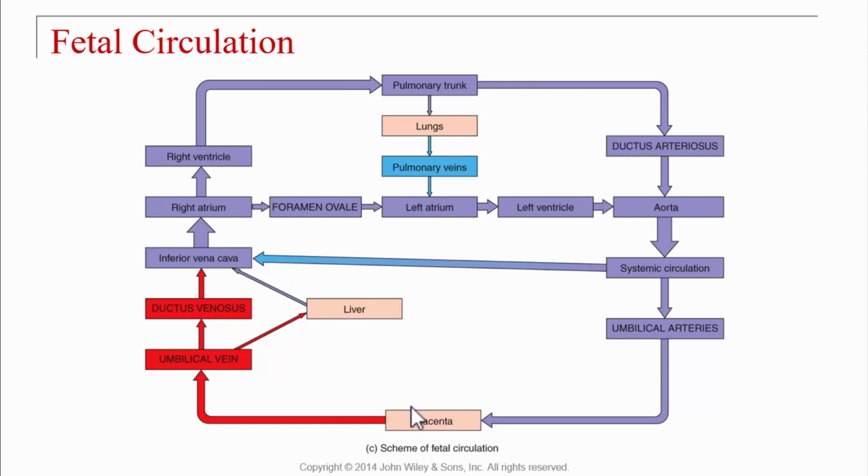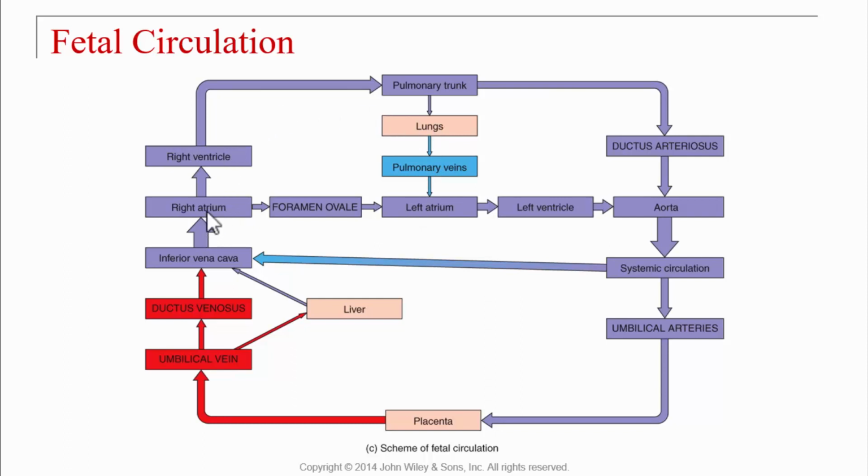And from here we can see, again, from the placenta through the umbilical veins into the ductus venosus. Umbilical veins are also going to go to the liver. The liver is also going to put blood into the inferior vena cava, or we can go directly from the umbilical vein to the ductus venosus to the inferior vena cava. Into the right atrium, some of that blood is going to go into the right ventricle, into the pulmonary trunk, into the lungs, the pulmonary system, the pulmonary veins, and then the left atrium.